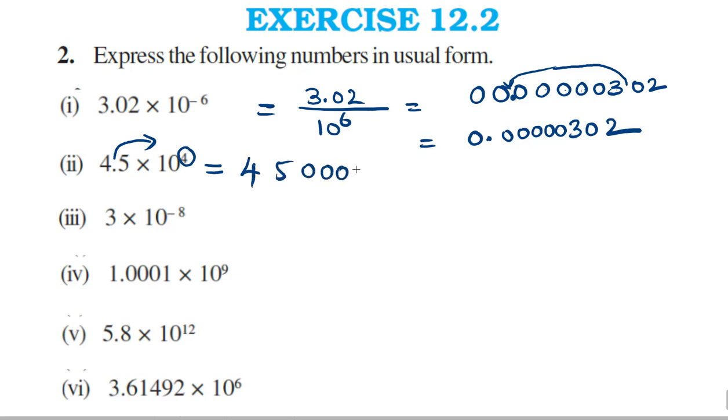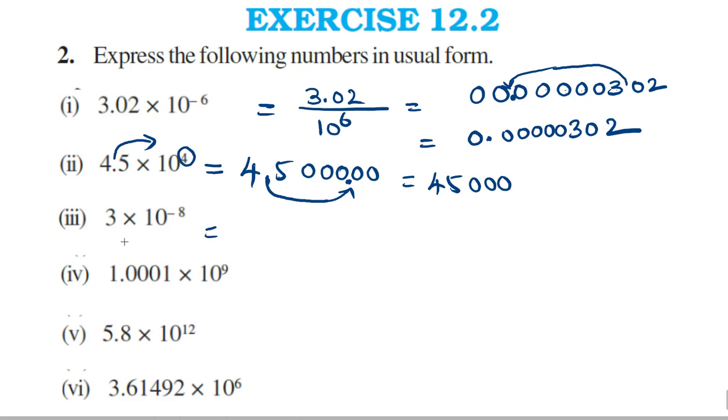Suppose we have 4, 5, and suppose 0, 0, 0, 0, 0. Suppose we write like this. Where is the point now? Between 4 and 5. From this we need to move how many digits? 1, 2, 3, 4. That means here we need to put the point. Like this. So this will be 45000. That's it. After the point we have zeros, we can ignore them. So 45,000 we will get.